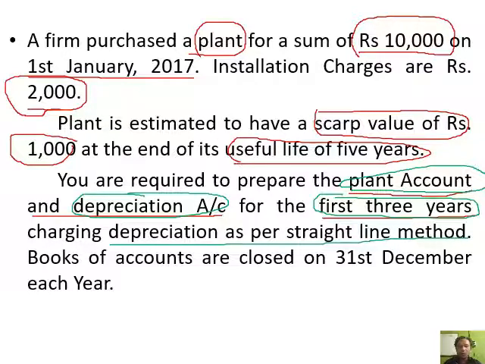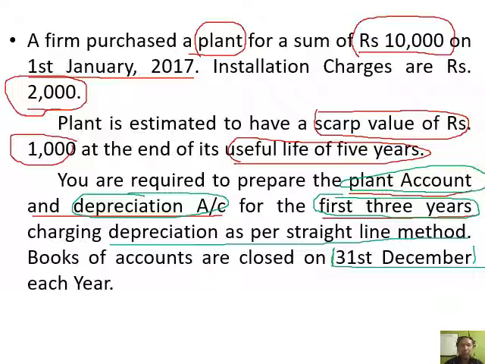So all the accounts are closed on which date? It is closed on 31st of December. So 31st December is always the last date of preparing the accounts. So how we are going to prepare the working note, how we are going to prepare the journal, and then we are going to prepare the ledger. So let's look at that.